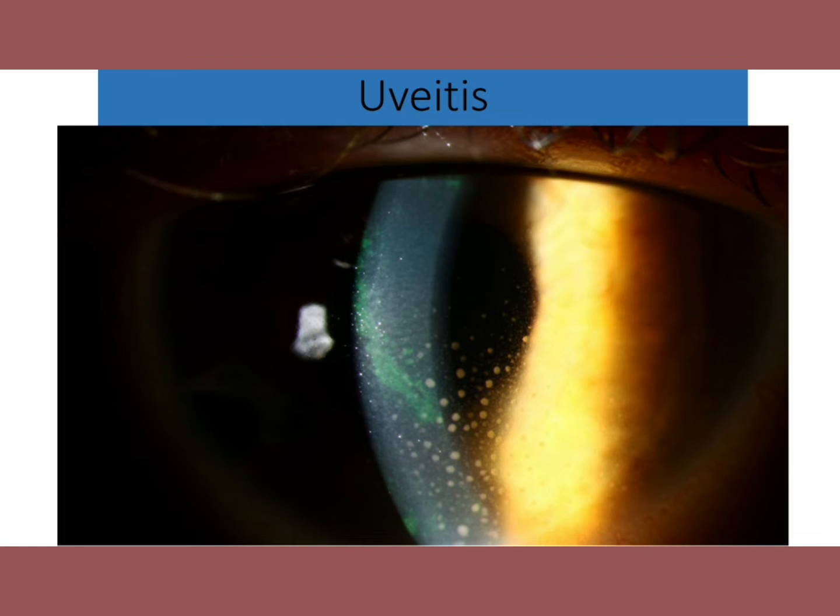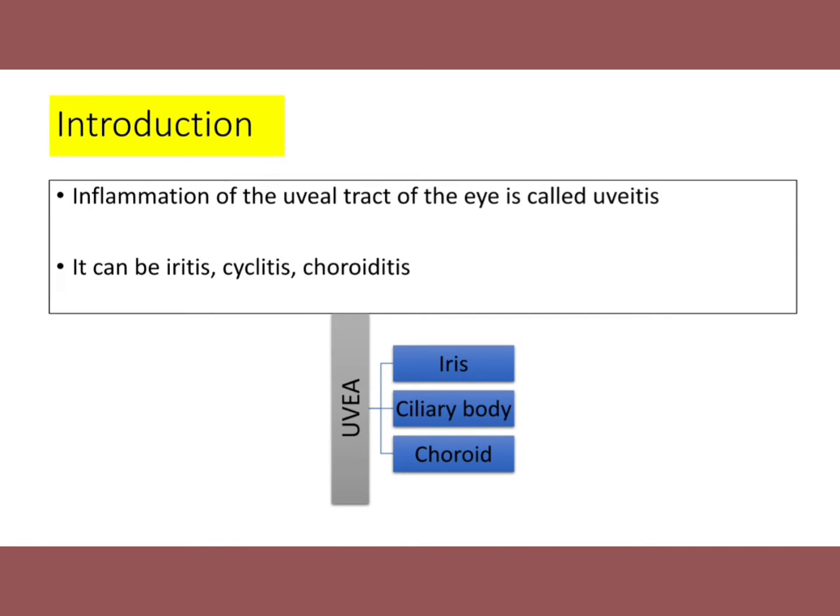Okay, so let's start. Uveitis is simply the inflammation of uveal tissue of the eye. The uvea has three parts, right? Iris, ciliary body, choroid. These three together make the uvea. So inflammation in any part of the uvea can lead to uveitis.